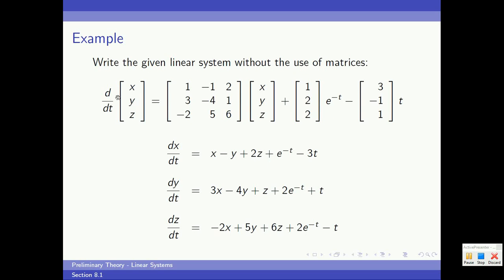So then the second term here, dy/dt, we're going to now read across this second row. So we're going to have 3 times x minus 4 times y plus 1 times z. So here, that's that term. Plus 2 e to the negative t, and then this would be plus t. And then lastly, we have dz/dt is equal to the last row. So we're going to have -2 times x plus 5 times y plus 6 times z. Reading off the last entry here, we have plus 2 e to the negative t minus 1t. So we get this system.